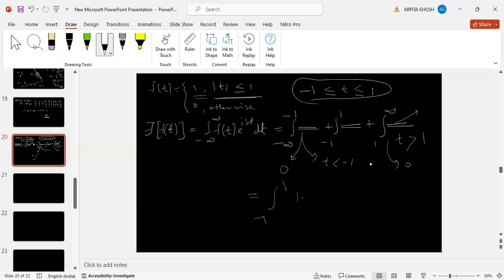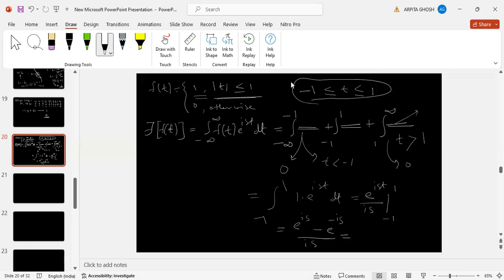So this is 1 into e to the power ist. The integration of e to the power ist is 1 by is into e to the power ist, that is e to the power ist divided by is. The range is from minus 1 to plus 1. If we put t equal to plus 1, it's e to the power is. If we put t equal to minus 1, it's e to the power minus is, divided by i into s.